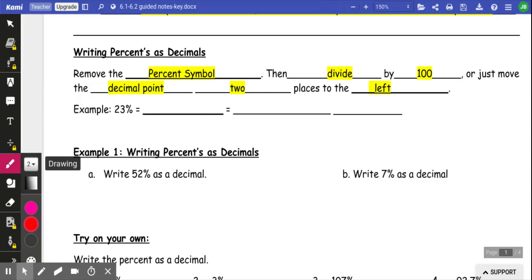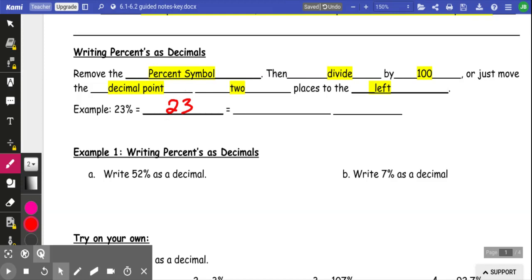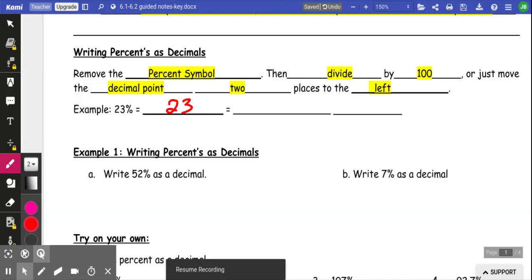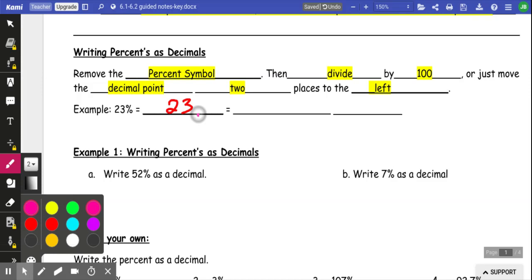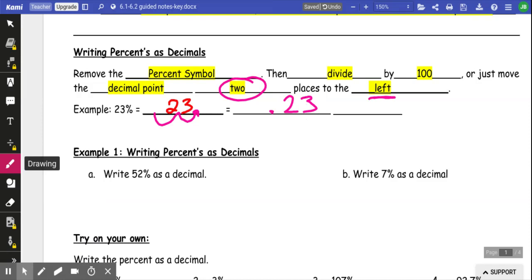So I'm going to drop my percent sign. Sorry, that's the first step. Dropping my percent sign. And then I want to shift that decimal point. If we don't see a decimal point, it's actually known that it is behind the last number. Then we're going to shift it to the left 2 places. So I'm going to go 1, 2. So that equals 0.23 as my decimal.